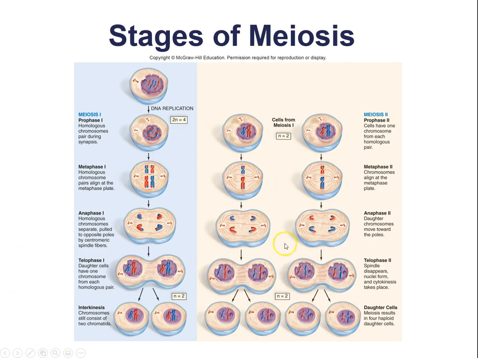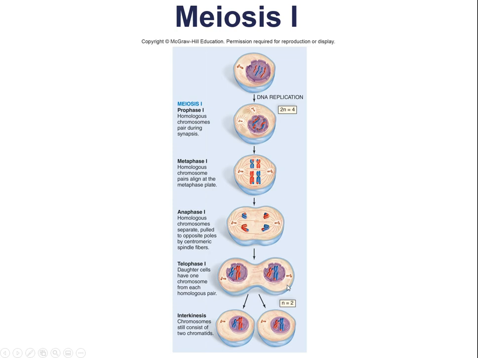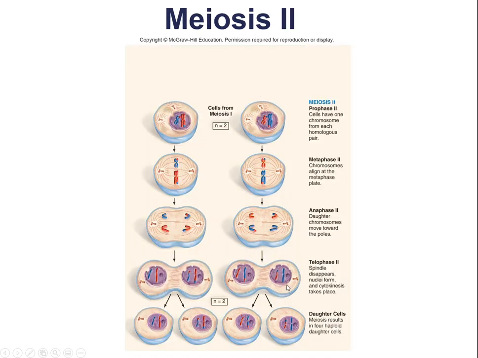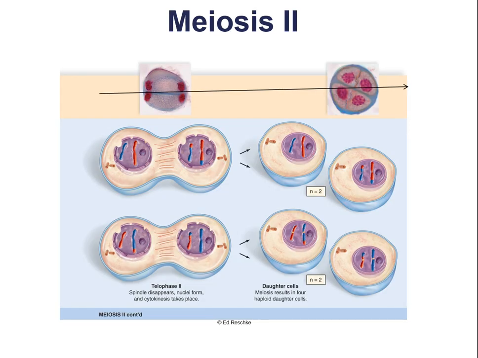Okay, so again, I already just went through all of this. This picture shows you what it looks like, points out some of the main things that are happening at each phase. Again, remember, meiosis 2 looks really similar to mitosis, all right? If you want to just look at it, this is a little bit bigger, so it allows you to see it a little bit better.